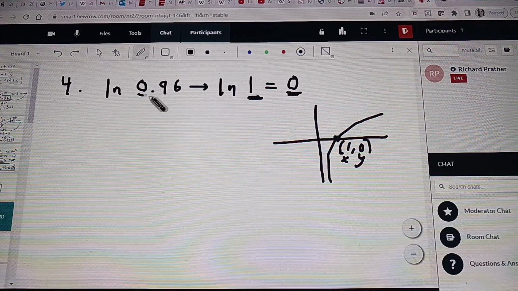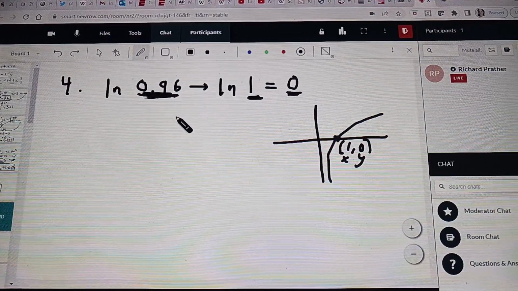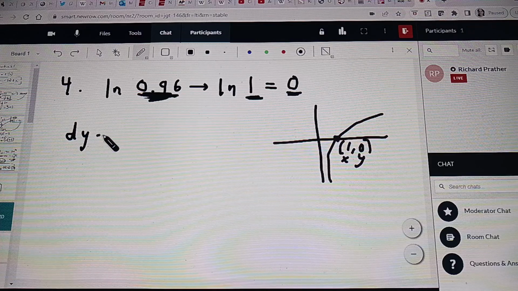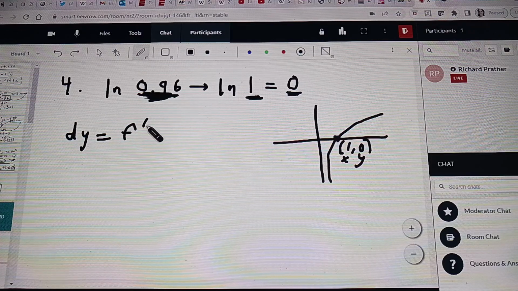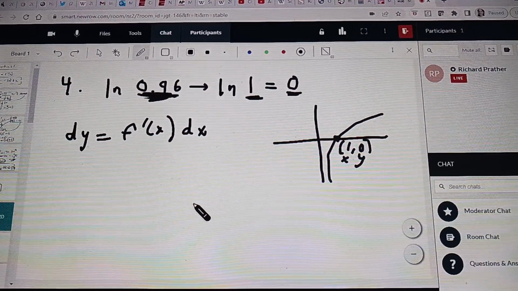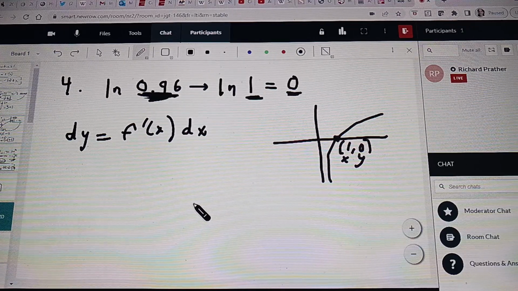And notice this is pretty close to 1. So just like the square root of 103 is close to the square root of 100, you want to do some log that you're close to. Something close to this that comes out exactly. So first find your dy. dy is f prime of x dx. This is what we do in the first 2 problems. And then this gives you the change compared to your answer.